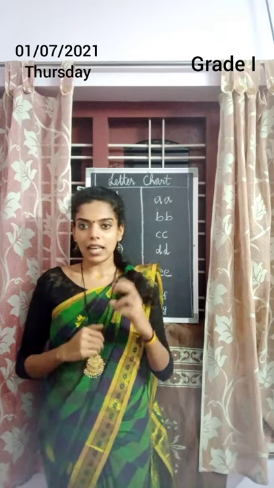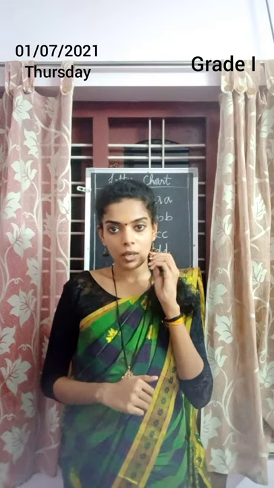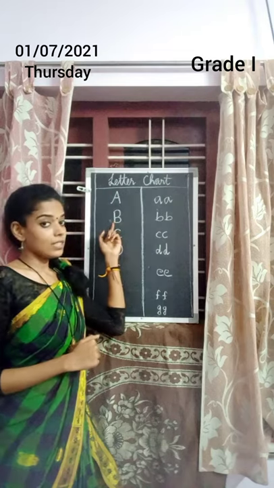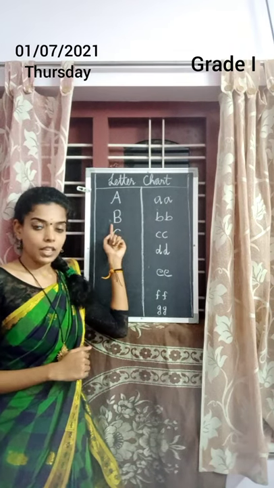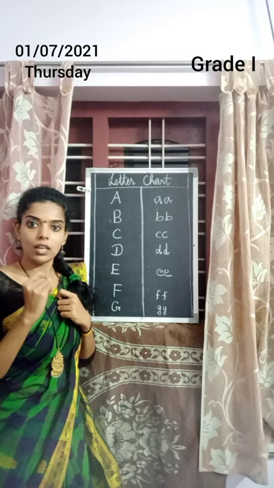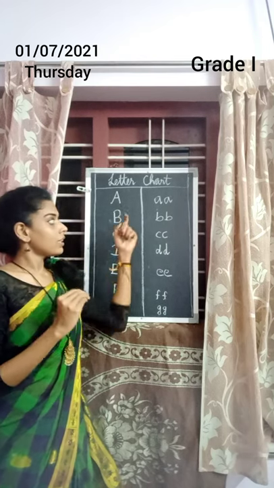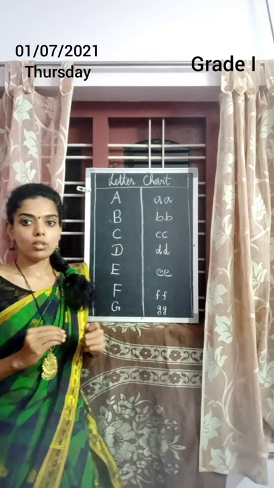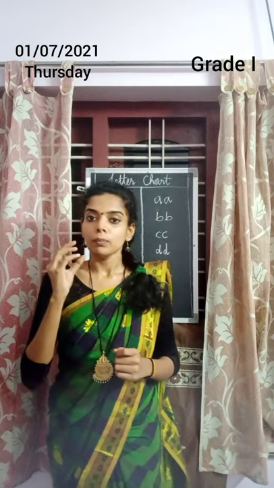So the second alphabet is B. What is the sound of B? The sound of B is B. So some of the examples of the B sound is ball.